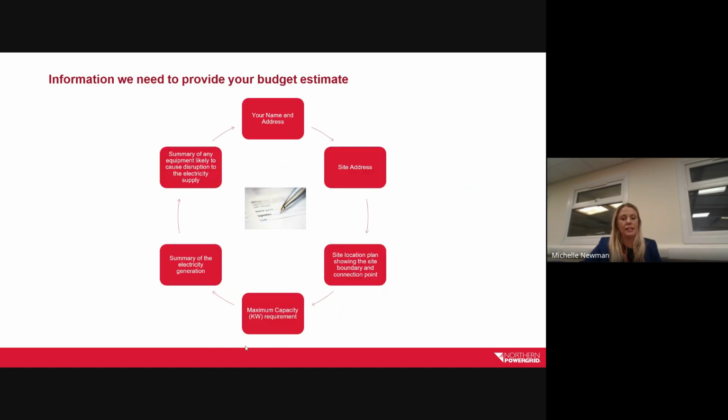Next slide, please. Now, the information that we need to provide your budget estimate is very similar to the information that we need when you request your quotation, just a bit less of it. So we're basically looking for the name and address of the person that's going to take the lead on the process, the site address of where you're requesting the work, a site location plan showing the site boundary and the connection point, the maximum capacity requirement that you're looking at, a summary of the electricity generation work that you're planning to do, and a summary of any equipment that's likely to disrupt the electricity supply.